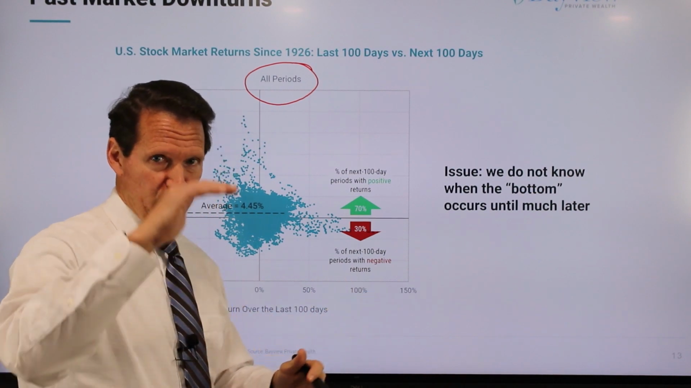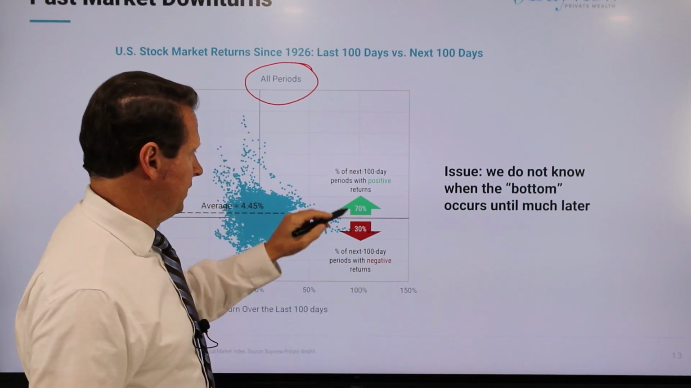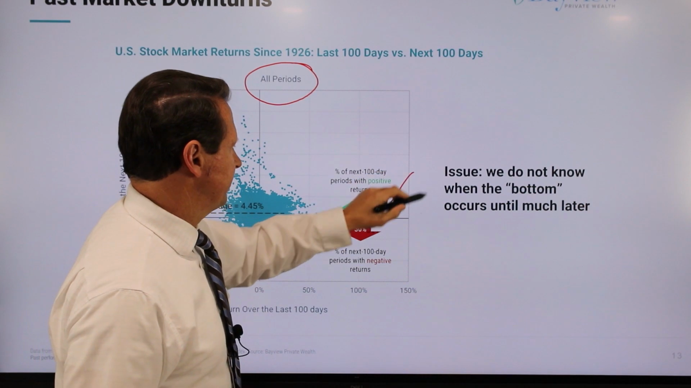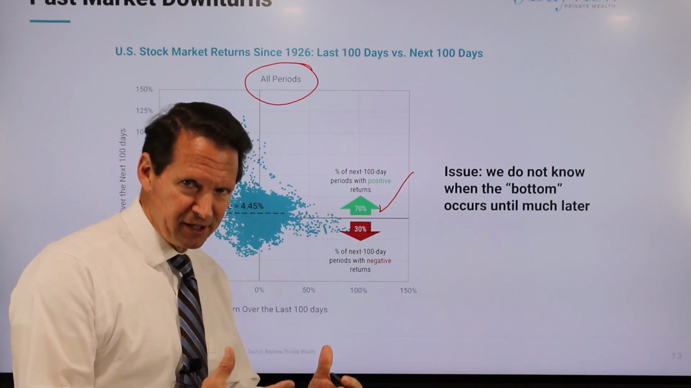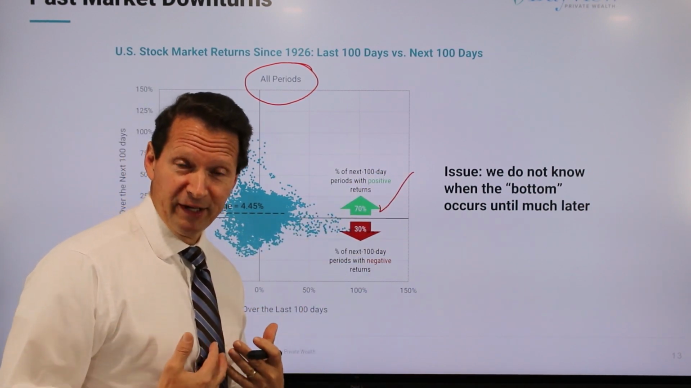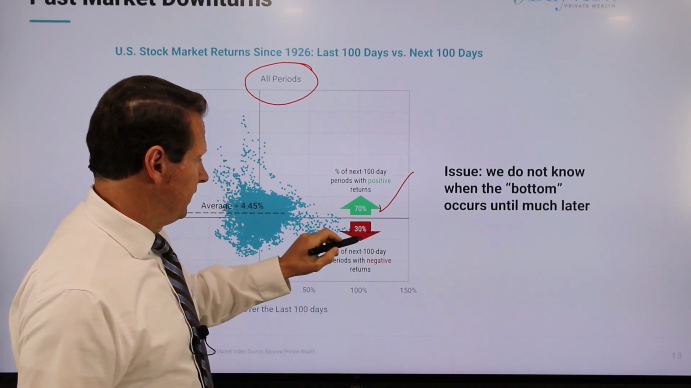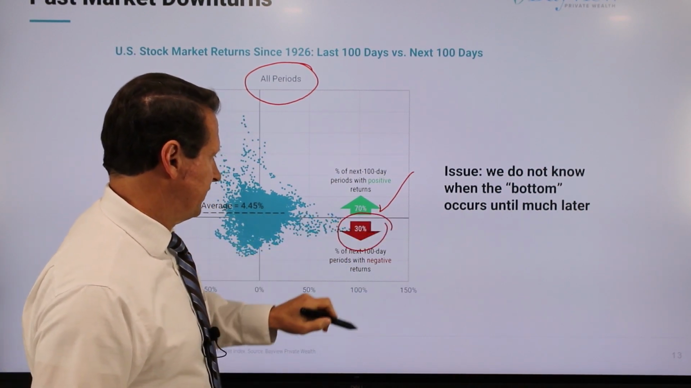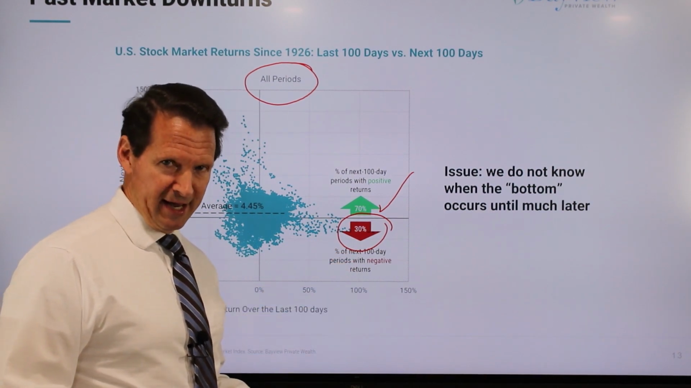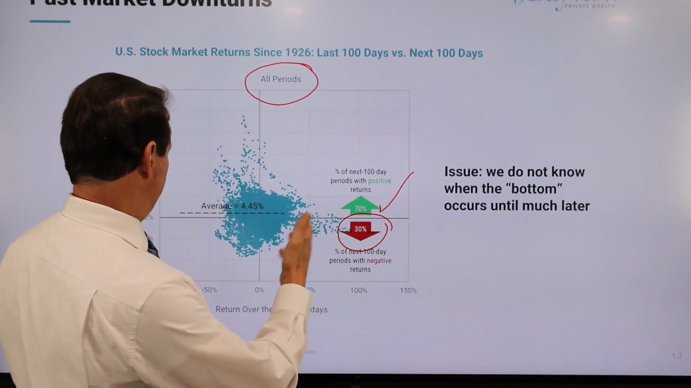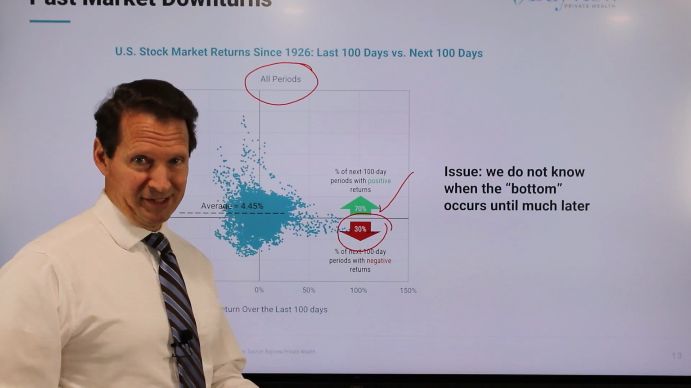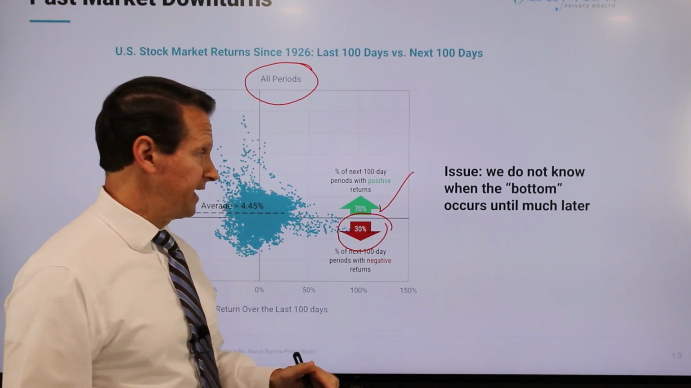Right? So this is all periods, whether the market's up or whether the market's down. We can see that 70% of the time, the next 100 days is positive. And we like that because we know the market is up generally 70% of the time. And then we have about 30% of the time where the market is actually negative. And this is going back now, again, from 1926. So this is a lot of data for us to digest.